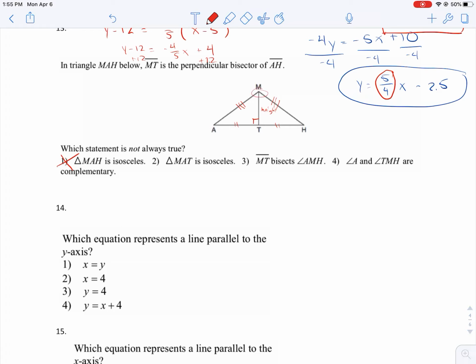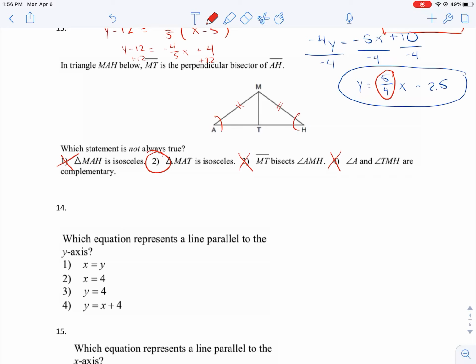Now, this one is true. In an isosceles triangle, when you have this perpendicular bisector, it also bisects this angle up here. So this one's true. This is angle A and angle TMH are complementary. That's true, right? That makes sense because this angle right here and this angle right here must add up to 90 degrees, because this angle right here is 90 degrees, so this one is true.